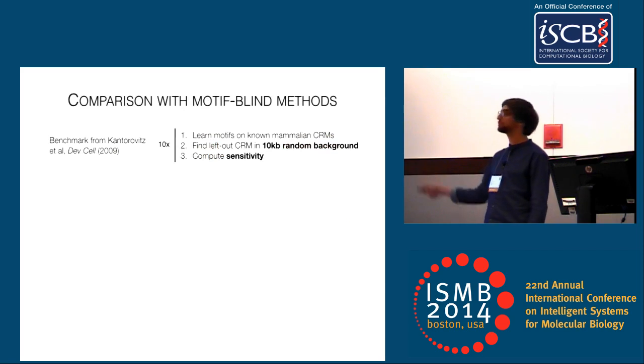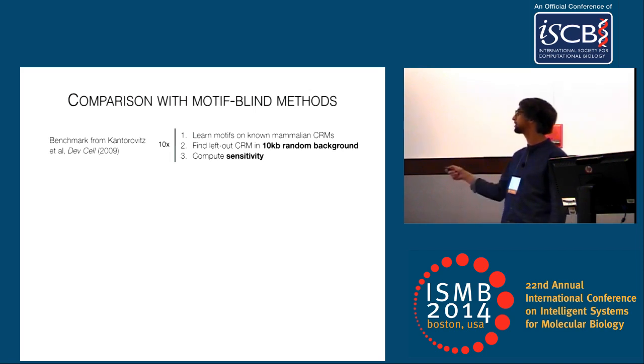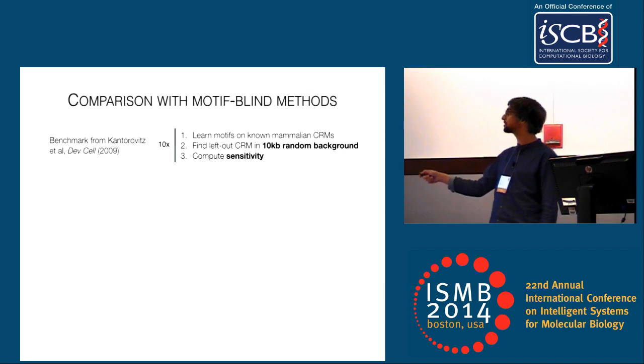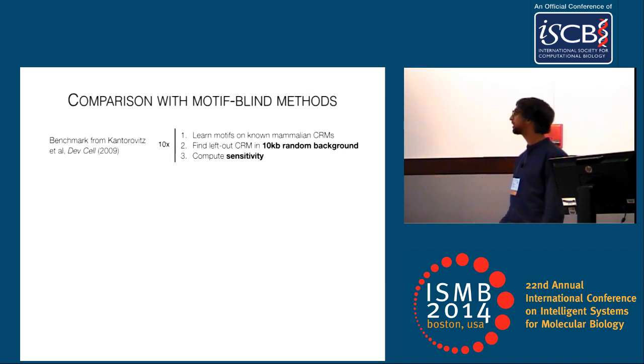What we did is that we wanted to compare with some state-of-the-art methods in this kind of unsupervised learning from CRMs, which are motif-blind methods. So we used a benchmark that was published some years ago in mammals, where you take some mammalian CRMs, you learn motifs on these CRMs, and the goal is to find a left-out CRM with a similar activity that is in 10 kb of background. You do that for all your CRMs, and you compute the number of times you actually find your left-out CRM. This is the sensitivity of your method, and you do that with 10 different random backgrounds to have a range of sensitivities.